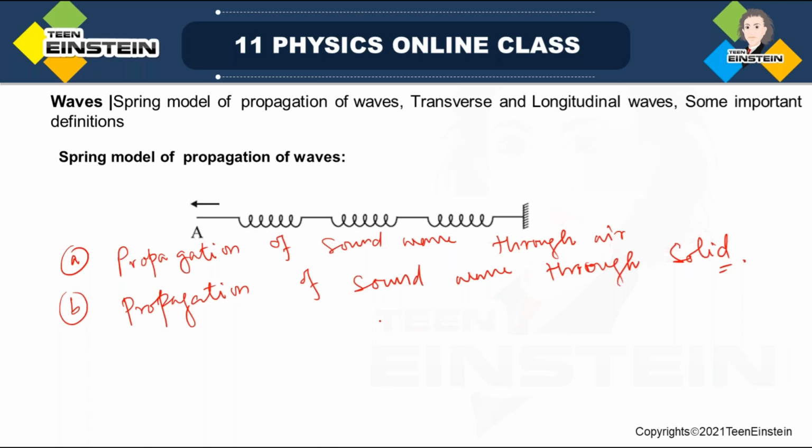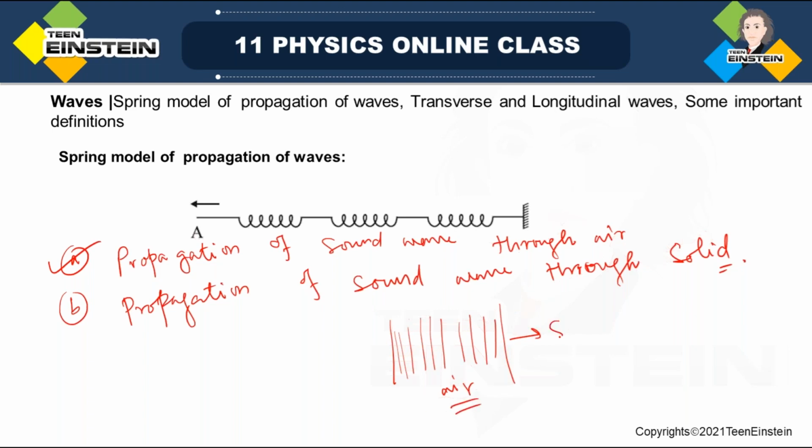So when sound propagates in air, what happens? Suppose I have a region of air, like this. Suppose when there is no sound, this is the medium through which the sound propagates, that is the air. This is the air column, or layer by layer, I am just trying to show you the air. So this is the air column.